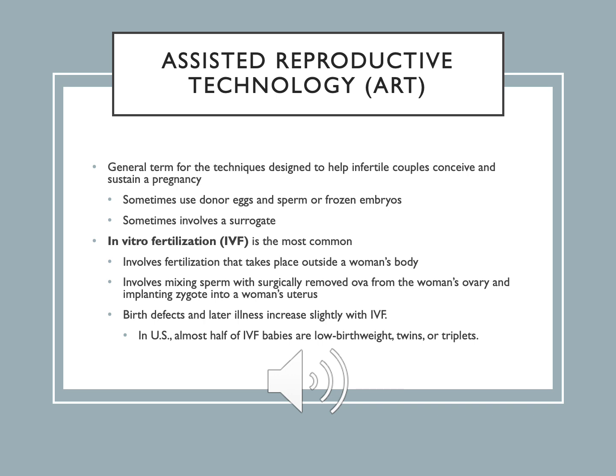There are different types of fertility treatments that can be done on eggs or embryos and how they're manipulated. Sometimes there's the use of a donor egg or donor sperm or even frozen embryos, which are created after fertilization of a sperm and an egg. And sometimes this involves surrogacy.